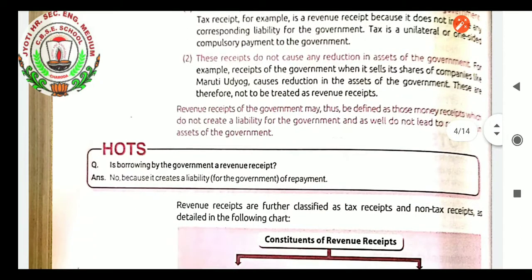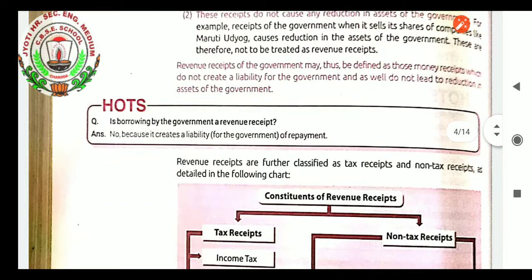The revenue receipts of the government thus can be defined as those money received which do not create a liability for the government and as well do not lead to reduction in assets of the government. Is borrowing by the government a revenue receipt? The answer is no, because it creates a liability for the government of repayment. Revenue receipts are further classified as tax receipt and non-tax receipt as detailed in the following chart.